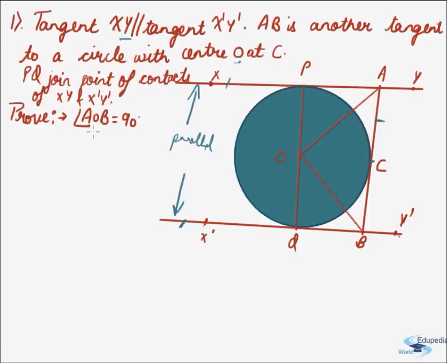We need to prove that angle AOB is 90 degree. This angle is needed to be proved 90 degree. So let us start with the solution of this question. Let us first join O with C.